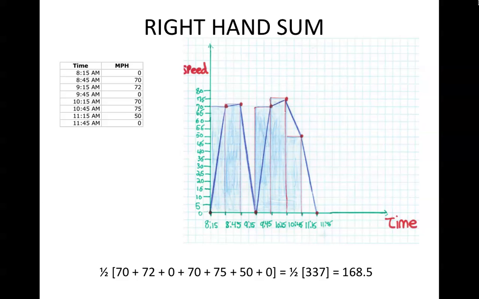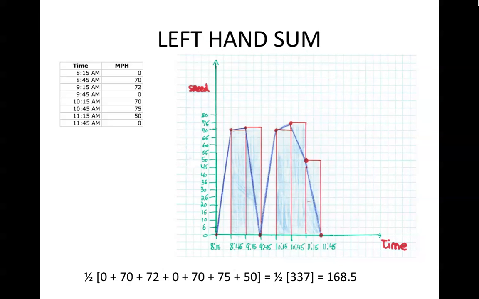So down below we have the calculations, the equation for finding the right hand sum, and then the total distance calculation, which was 168.5 miles. So next up we have the left hand sum, and the left hand sum starts with the leftmost point, which is 8:15, and it's basically saying that we went 0 miles an hour for the first half hour, whereas the right hand sum is estimating that we went 70 miles per hour for the first half hour.